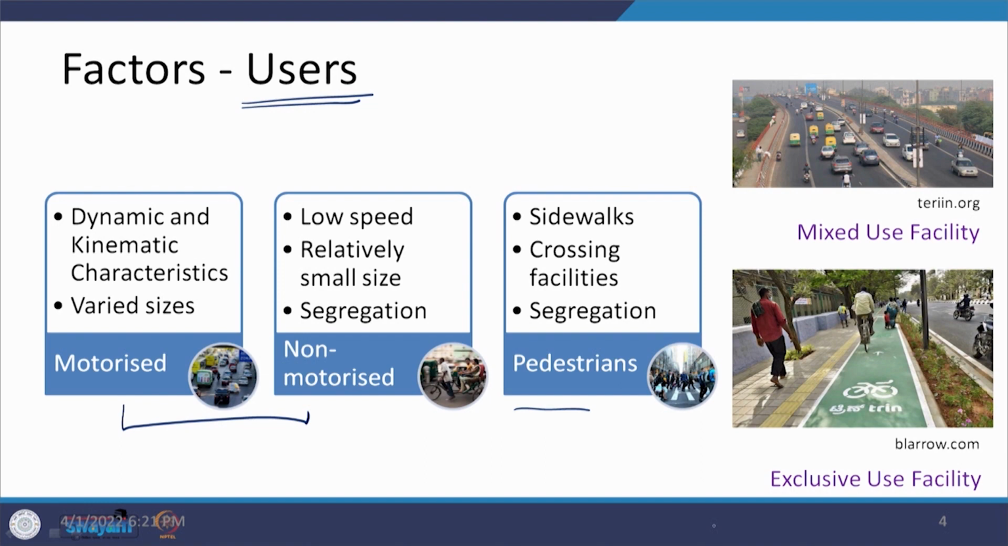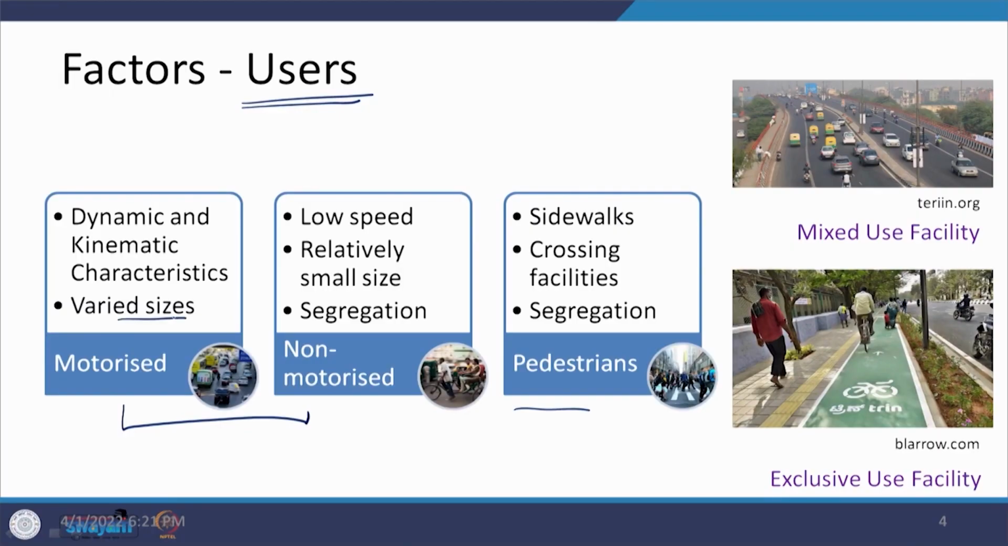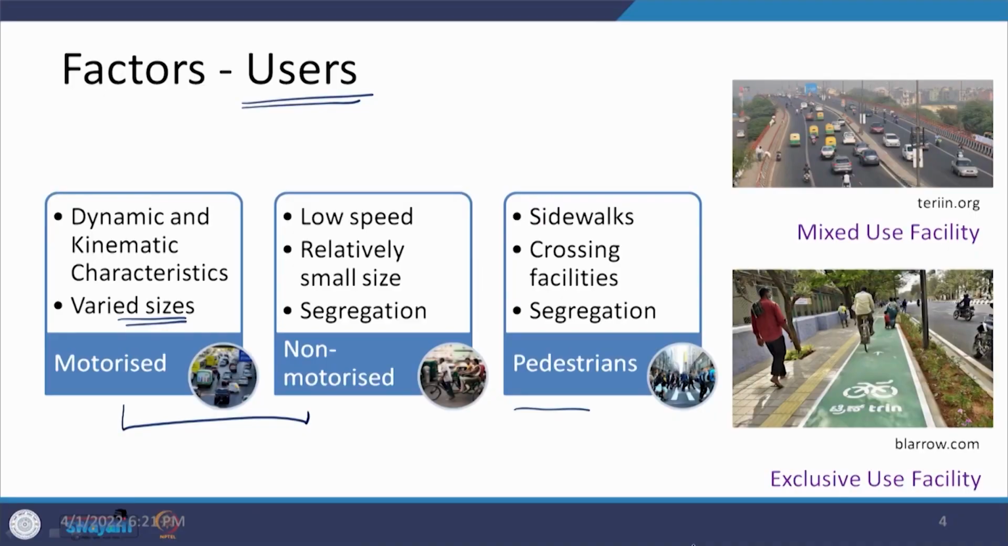Now, the requirement of talking about this categorization is that all of these users are going to vary in their sizes. Even among motorized vehicles, you have a bicycle, which is quite small in size, and you have a truck, which is quite big, and a multi-axle truck is going to be further big. When you have these different vehicles, what makes a difference is their dynamic and kinematic characteristics.